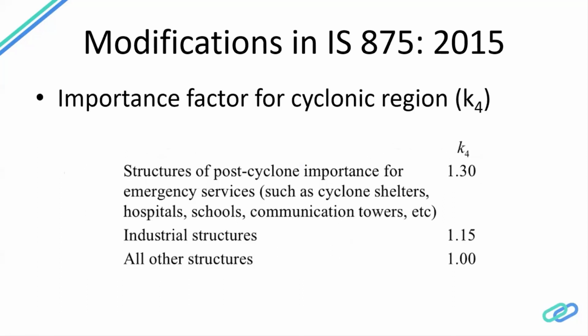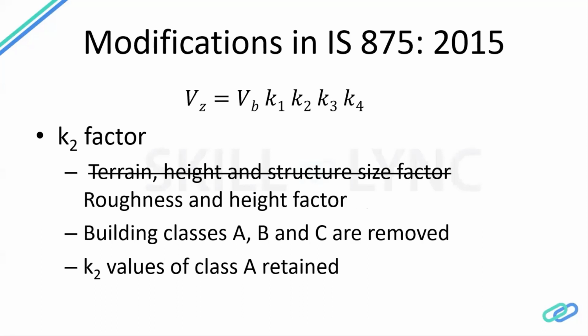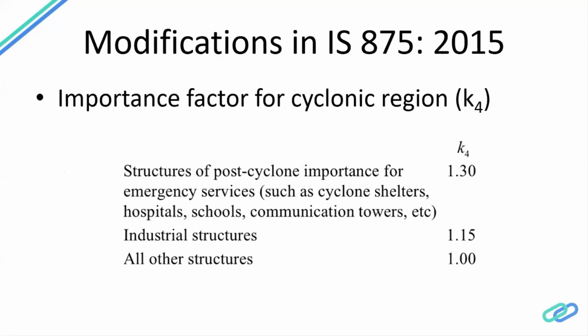Then we see that in the last code there was no K4 factor. There were only Vb, K1, K2, K3. The K4 factor is something new which is added to our code, and this gives the importance factor for cyclonic regions. Whenever a structure lies in a cyclone-prone area, an additional factor of 1.3 is important. For industrial structures it is 1.15. For all other structures it is 1. This is how you incorporate the design for cyclones.